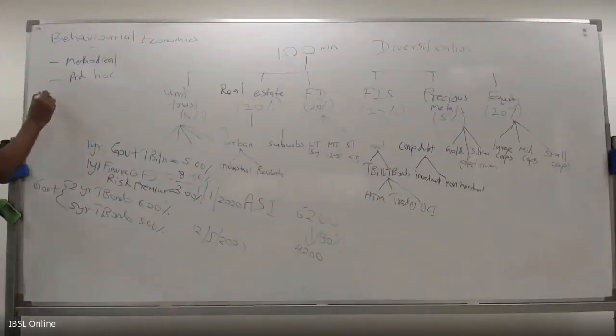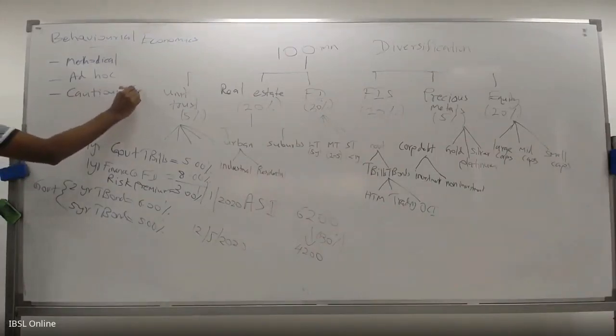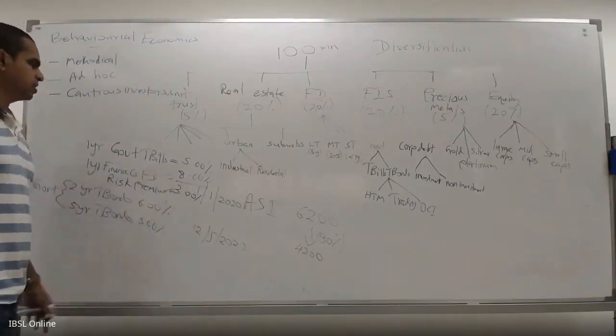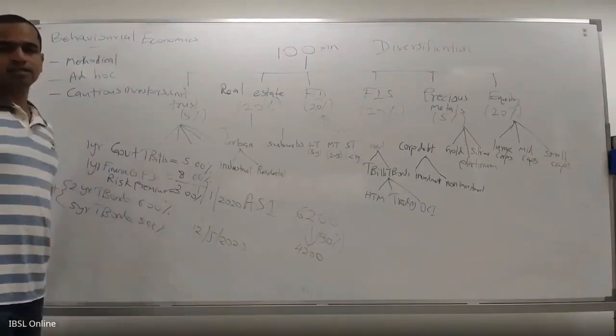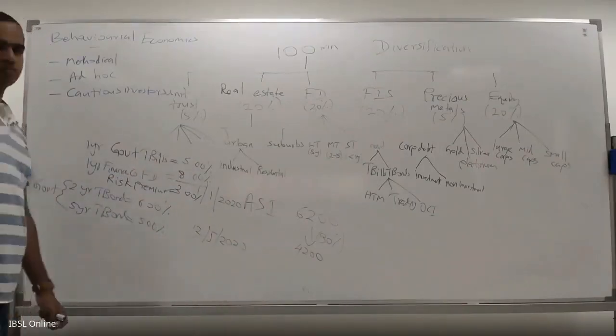Cautious investors. They don't want to take any chance. Even if a finance company offers 8% for 1 year, they will not invest. They will still prefer to invest in the low return. Cautious investors.